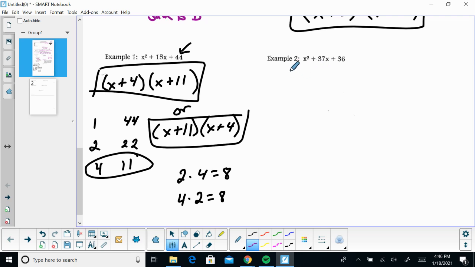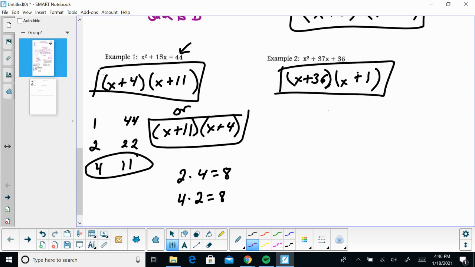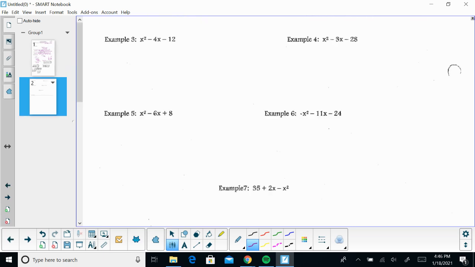Here I need two numbers that multiply to get me 36, but add to get me 37. Two numbers that multiply to get me 36, but add to be 37 would be 36 and 1. So this would be my factored version of that trinomial. Okay, not awful.